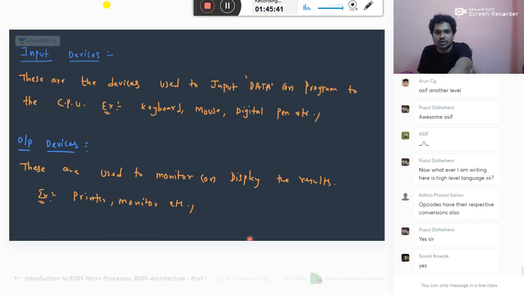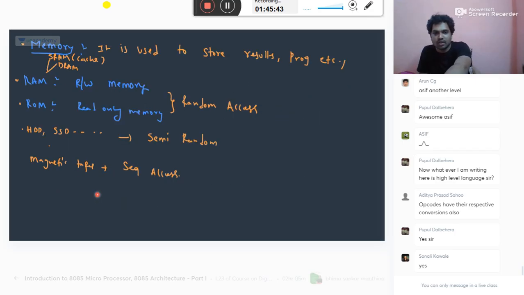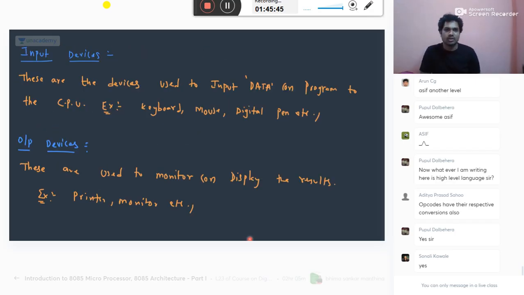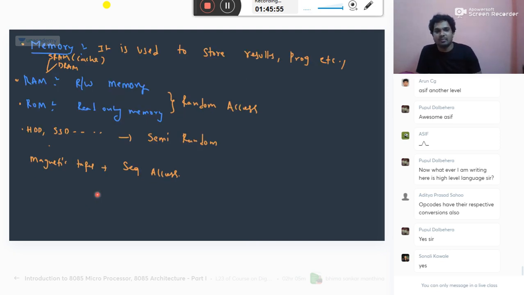So these are the input devices, output devices. Input devices are where you give the input. I hope at this time Vishwa entered. He commented on my writing also. Then output devices and memory.